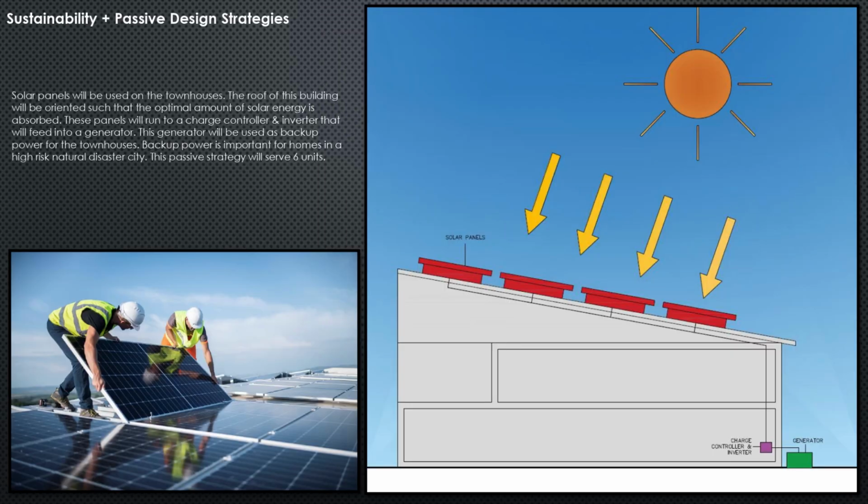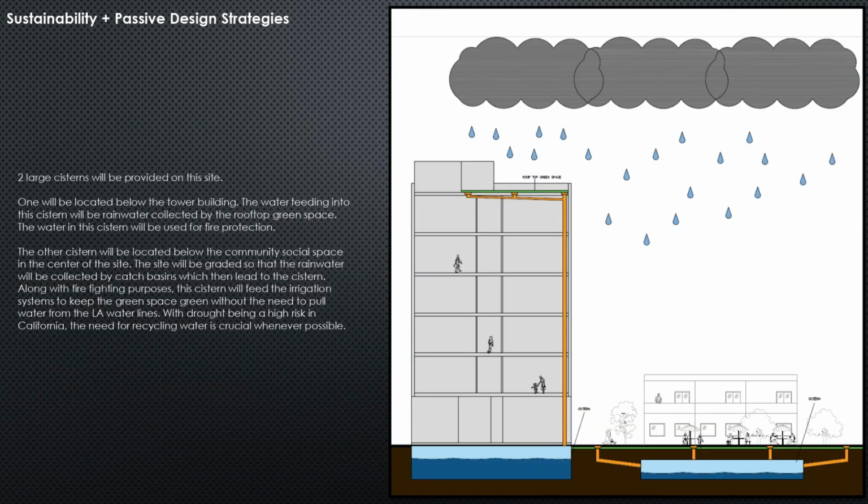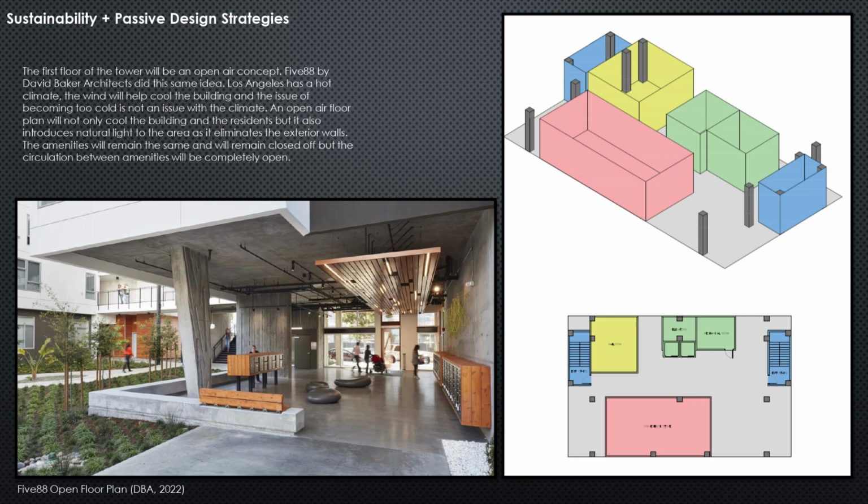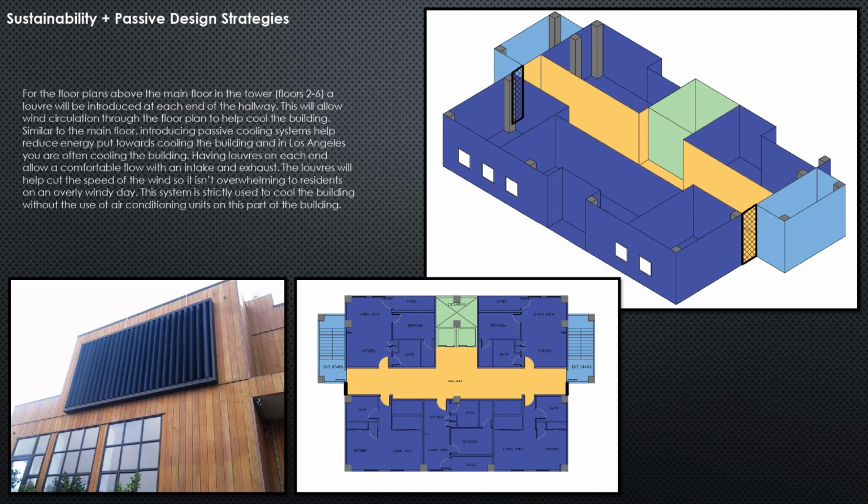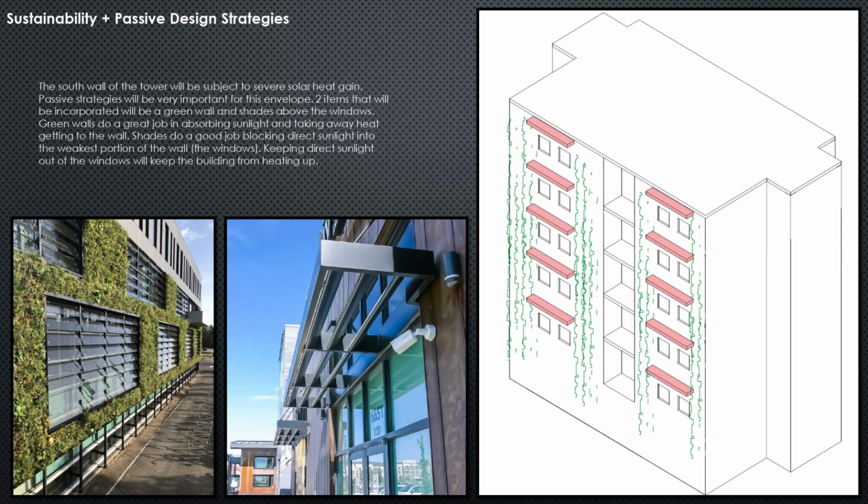The next thing to include in my project, which was very important to the design, was all the passive design strategies to create the best building and to support sustainability. So these kinds of different strategies included solar panels, using the stormwater for purposes like fire protection and irrigation by way of cisterns, passive cooling strategies like open floor plans, as well as louvers throughout the floors above the lobby. Additionally, there were shades and green walls to be used on the south-facing walls to take up as much sunlight as possible and help cool the building.